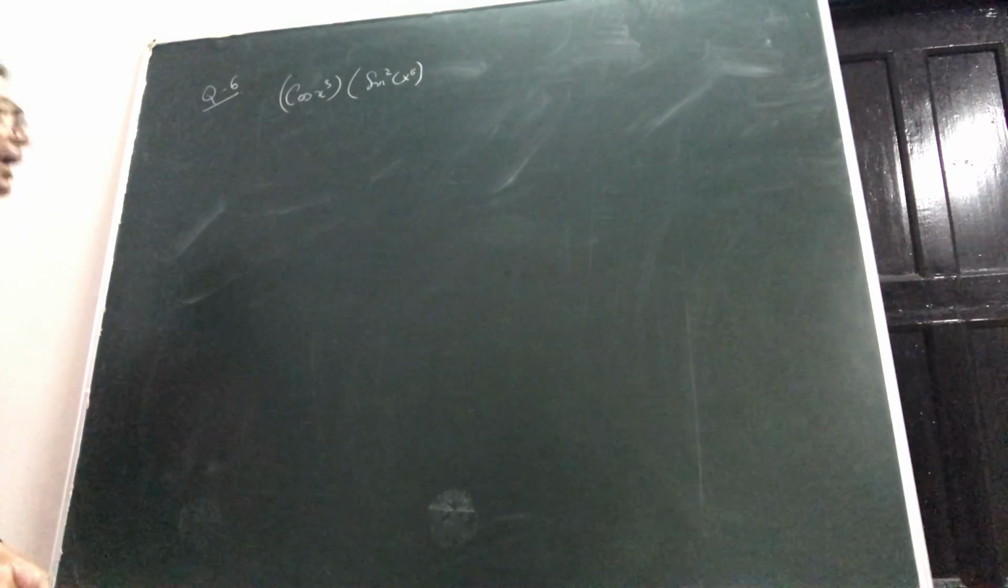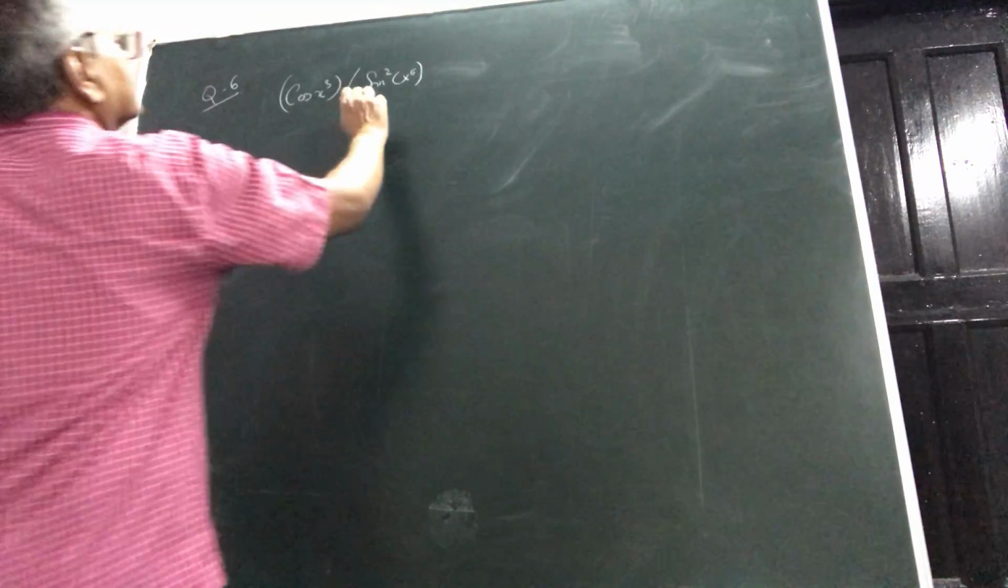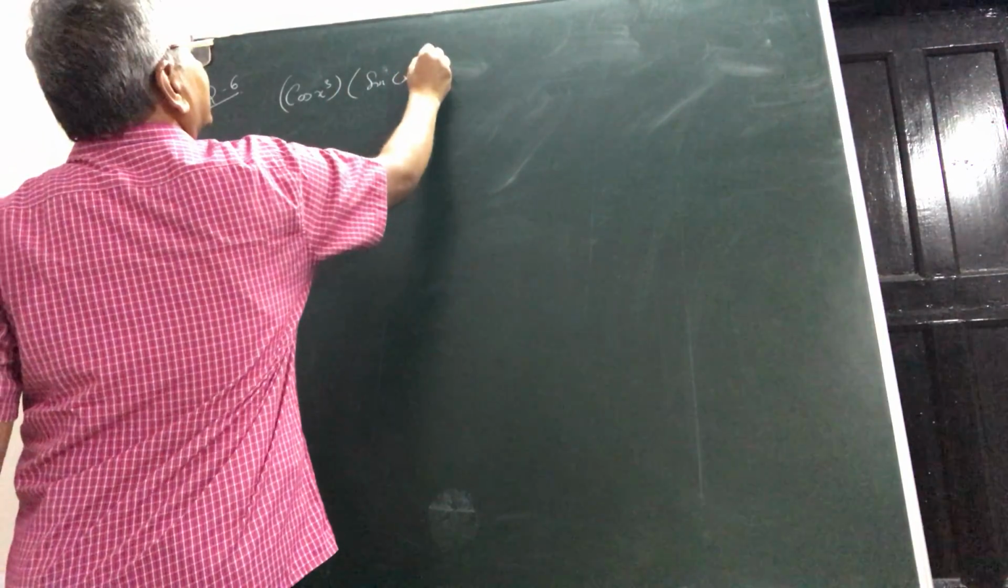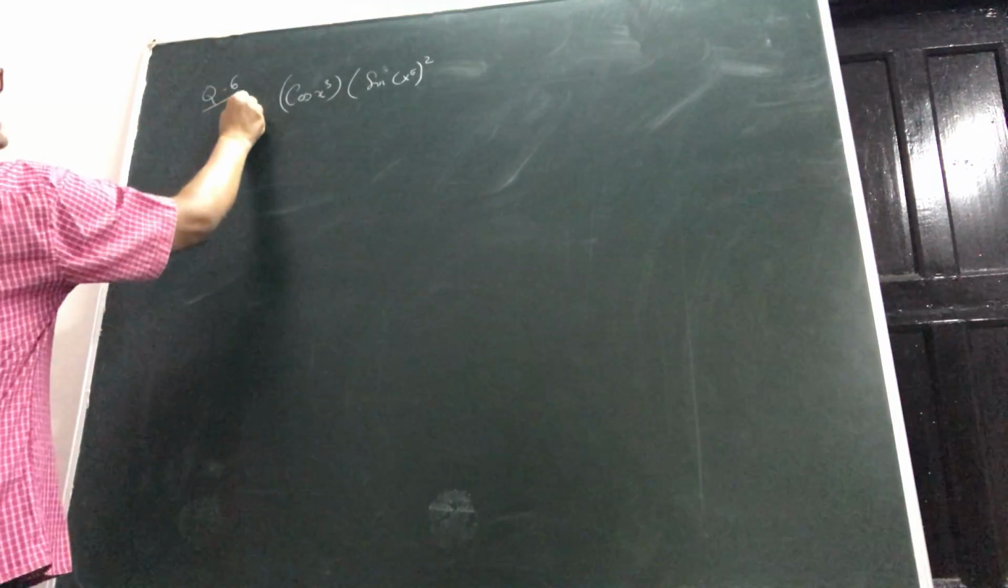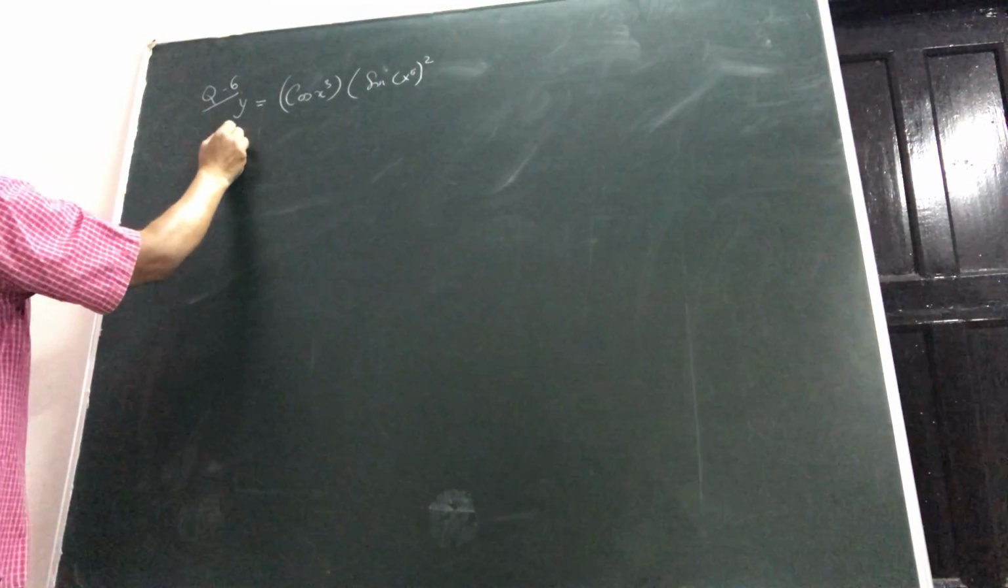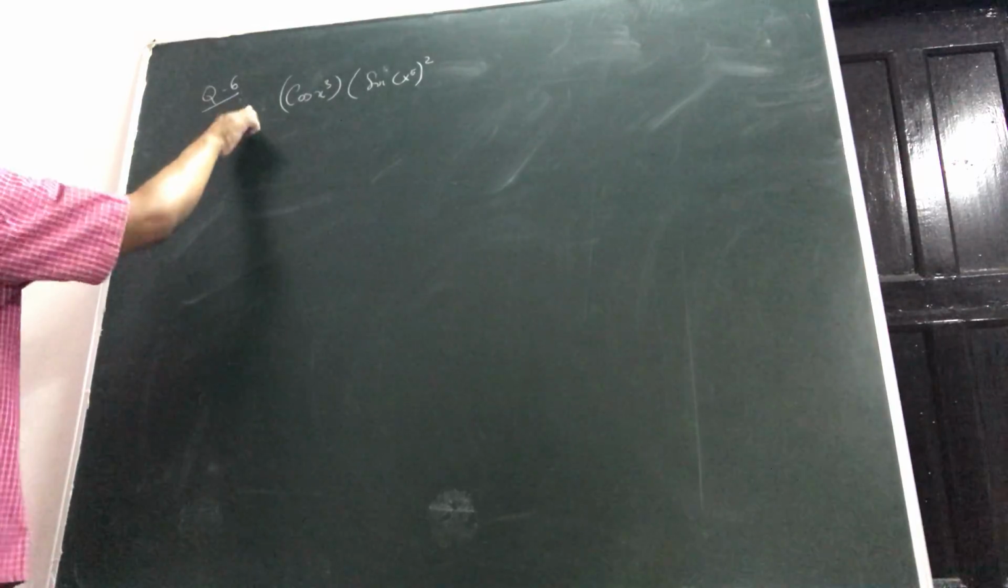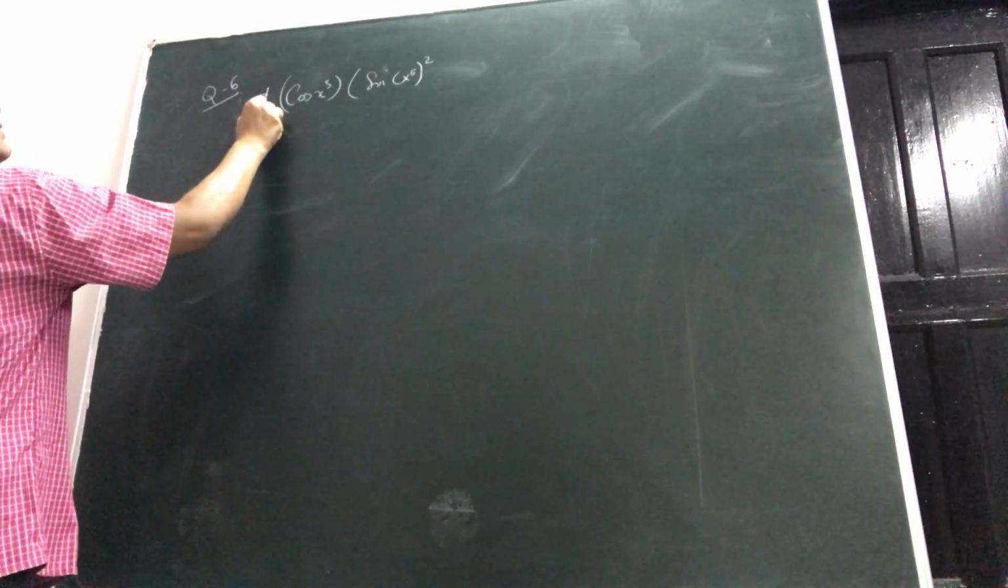Sine square x 5. Okay. So sine square x 5 you can well write to be this thing. Now this is, say, y equal to, so dy by dx. You have to find the derivative of this thing, dy by dx of this thing.